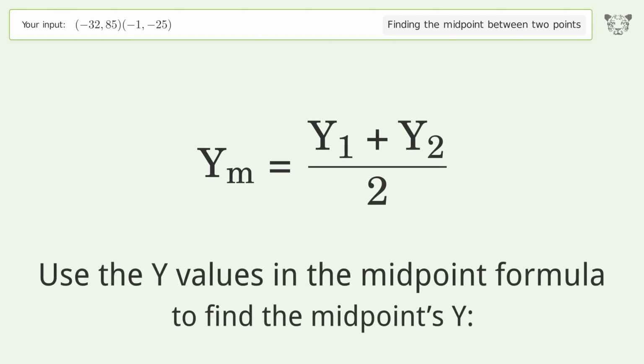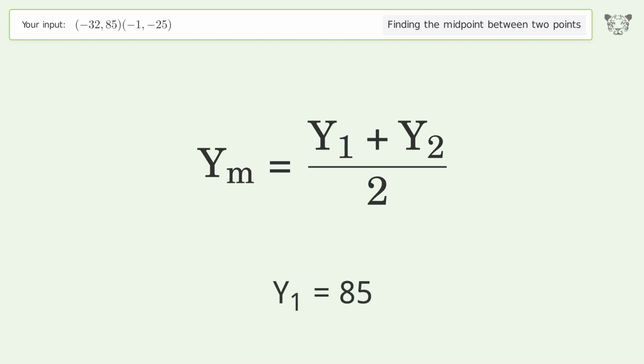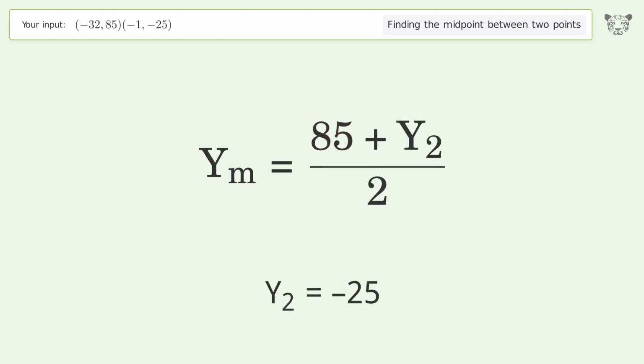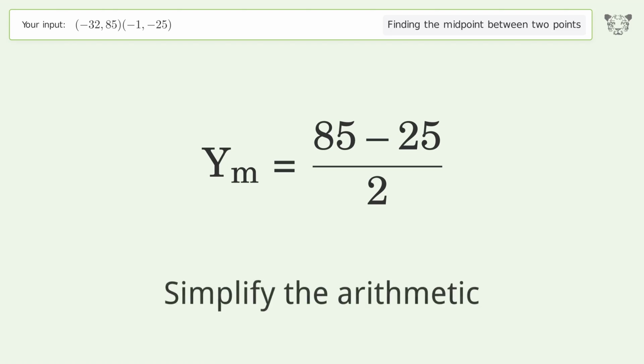Use the y values in the midpoint formula to find the midpoint's y. y1 equals 85. y2 equals -25. Simplify the arithmetic.